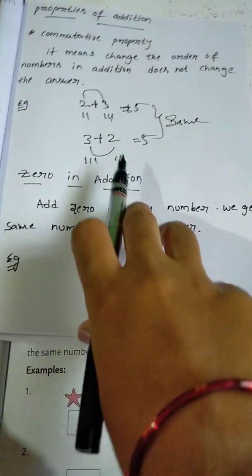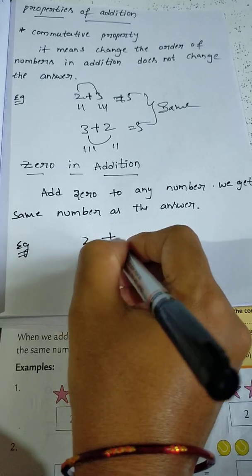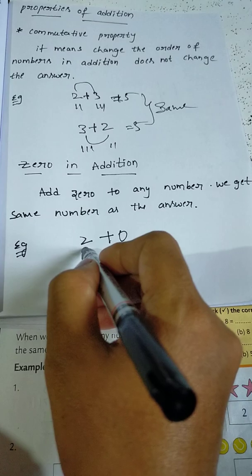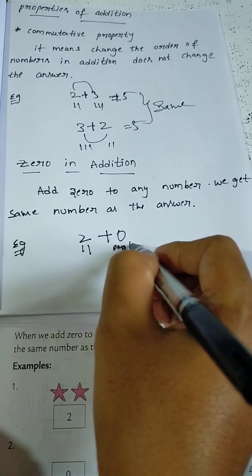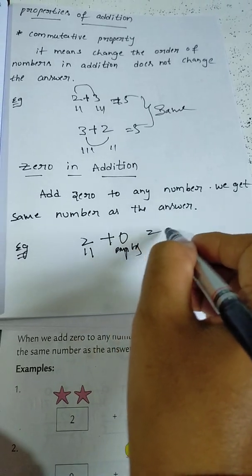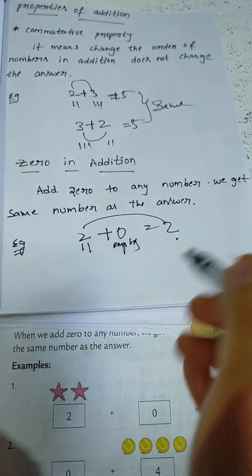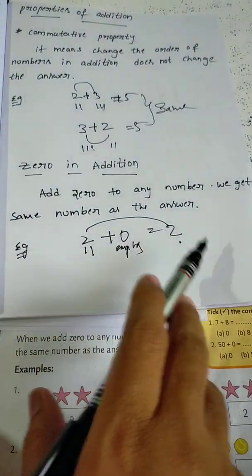I will give you the example. First, take the number 2 and add the 0. Draw the 2 lines here. 0 means what? Empty. Draw no lines. So the answer is 2. The answer is the same. It is called the 0 in addition.